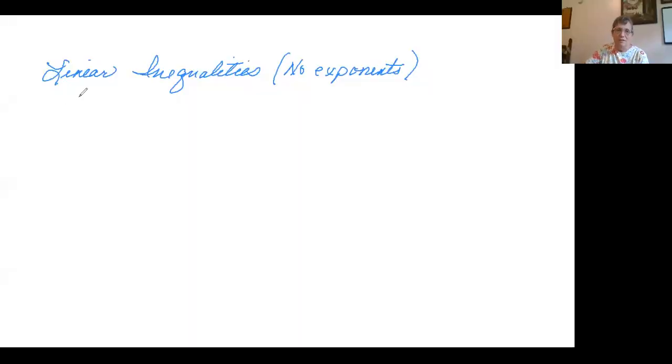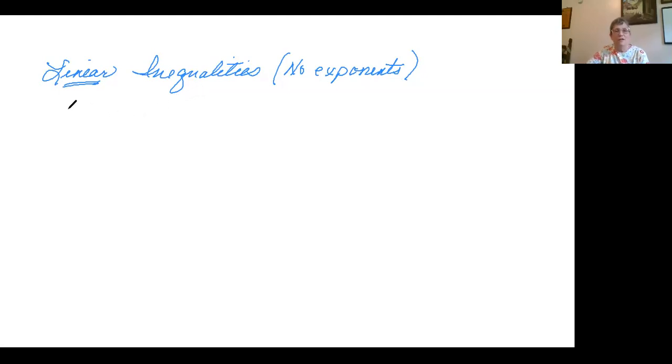Hi, let's talk about linear inequalities. A linear inequality, first of all, you need to make sure it's linear because quadratic and higher degree inequalities have to be treated much differently. But as long as it's a linear inequality, then it works exactly the same way when you're solving it as a linear equation with one difference.